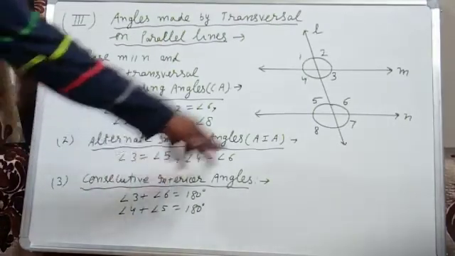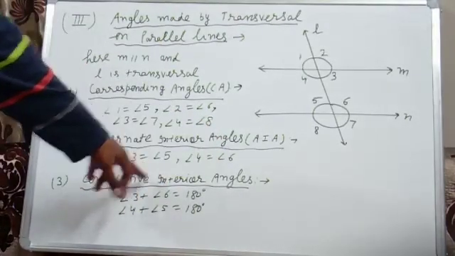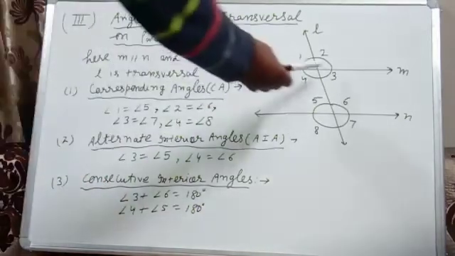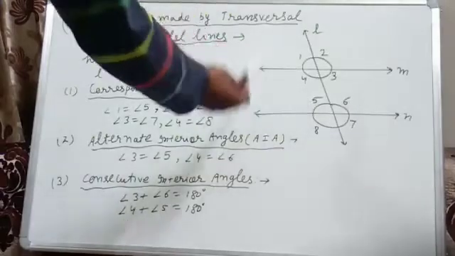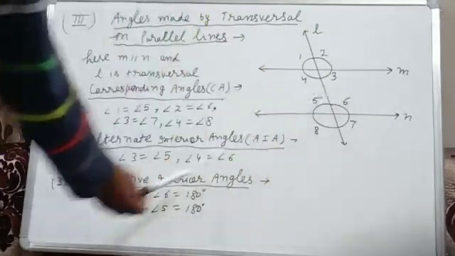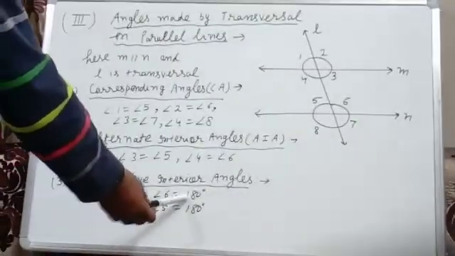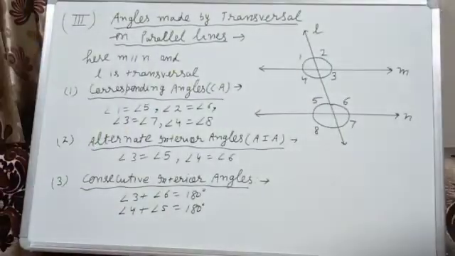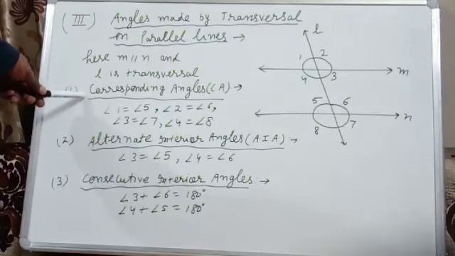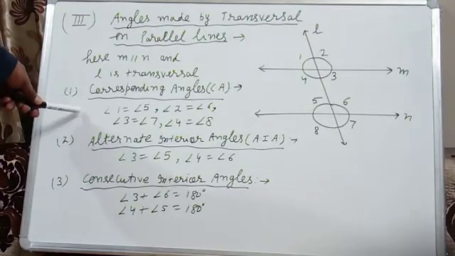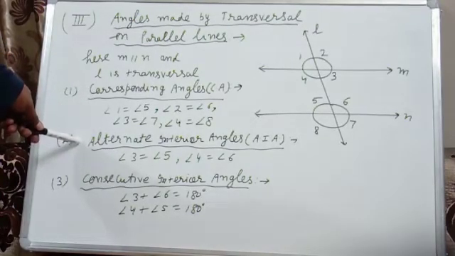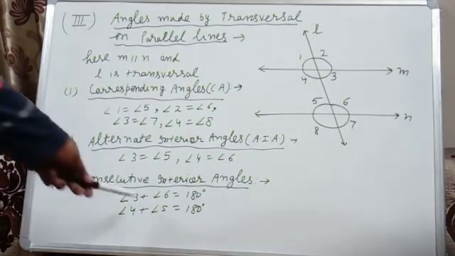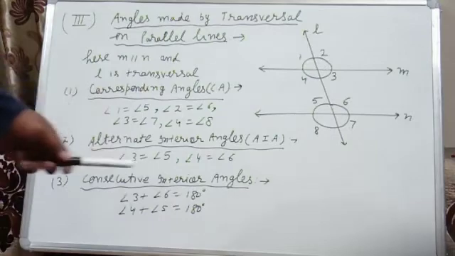Now conjugate interior angles. Again the word is interior, but conjugate means on the same side of the transversal. Like 3 and 6, 4 and 5. But these angles are not equal, their sum is 180. If we discuss the case of corresponding angles, the angles are equal. For alternate interior angles, the angles are equal. But for conjugate interior angles, the angles are not equal, their sum is 180.